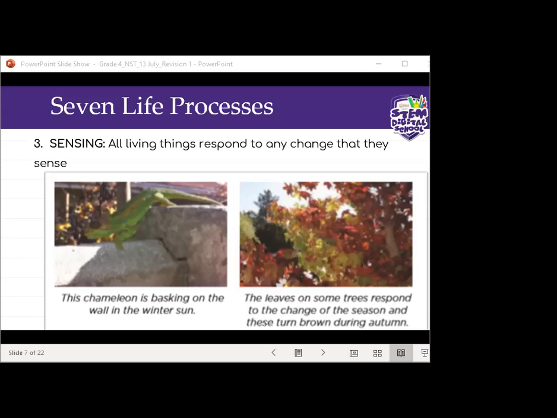Like the chameleon. The chameleon, okay. So can you give us another example besides the chameleon? It turns different colors. Okay, so the chameleon turns into different colors and that is camouflaging, right? Yes, ma'am. Okay, so what happens when you get cold?